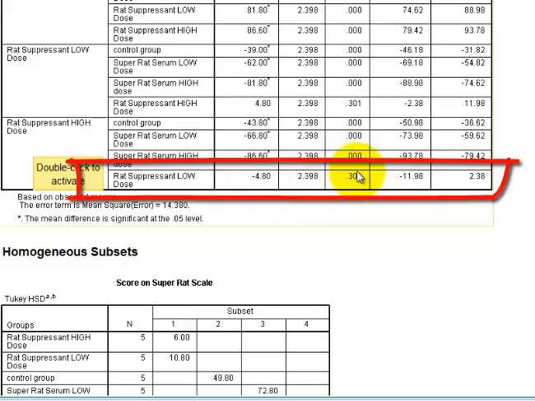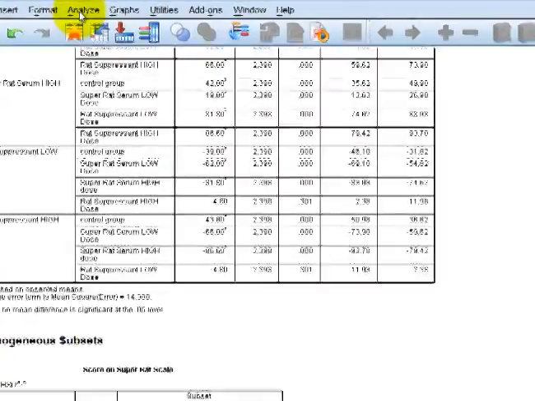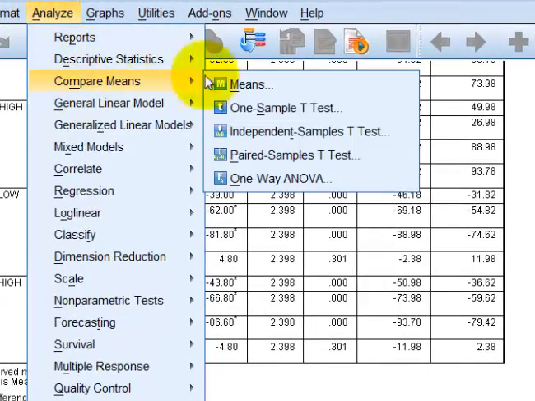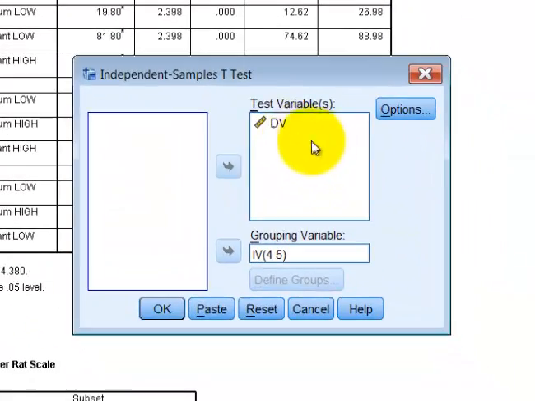She very cleverly then ran a t-test to compare those two groups to see if there would be a significant difference between them. And again, the DV is the rat perfectness or something, and the grouping variable was the IV, and you selected group 4 and 5, right? That's high suppressant and that's low suppressant.